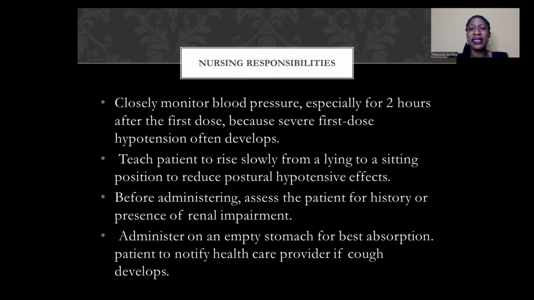So this particular side effect, which is cough, can really be brutal when you put the patient on angiotensin-converting enzyme inhibitors. It can be very disturbing. It can really make patients go on sleepless nights if you don't do something about it. So you have to monitor your patient for this particular side effect.